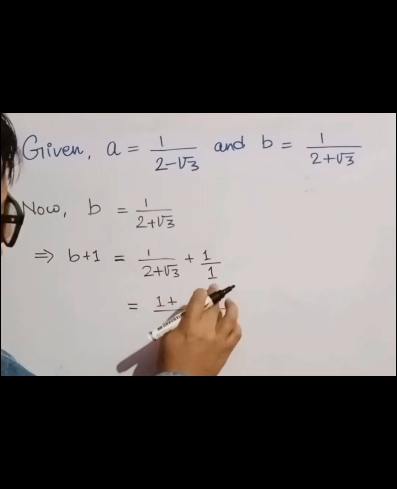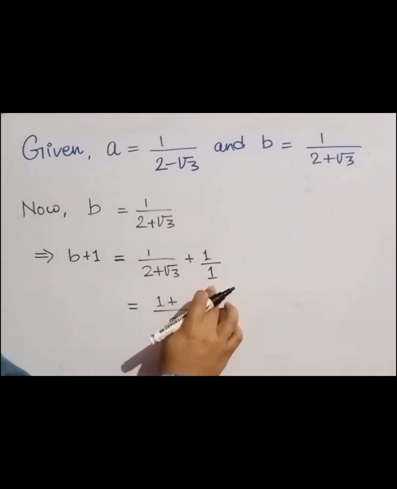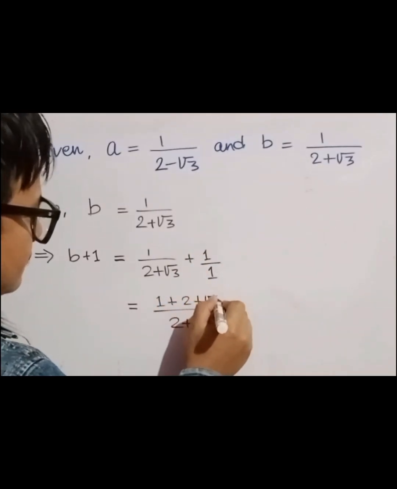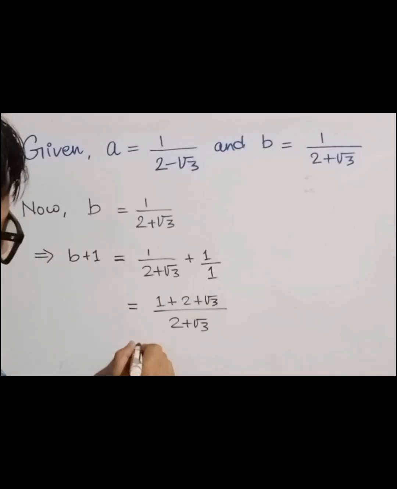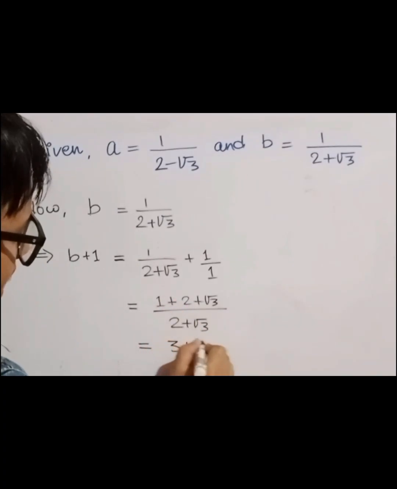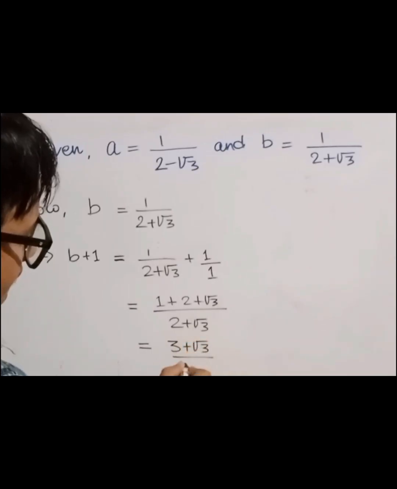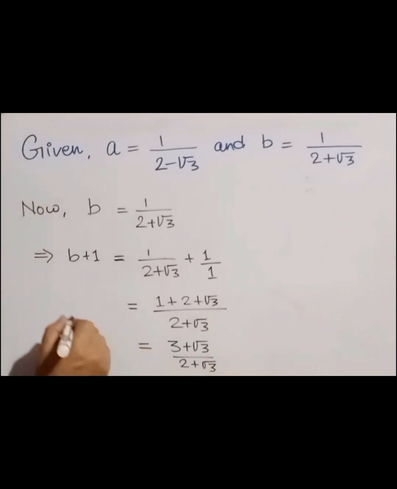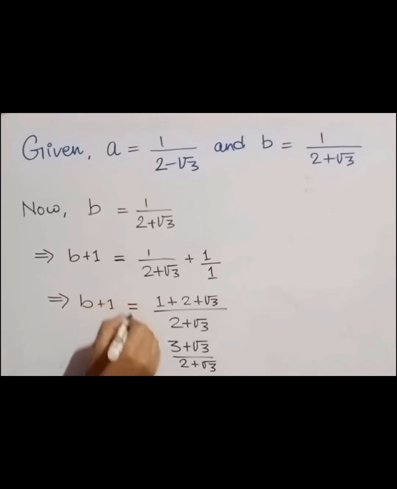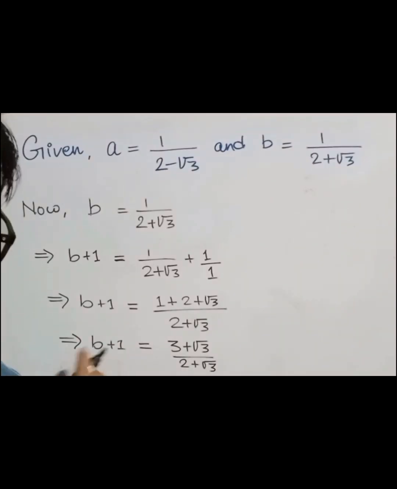Plus when we divide this with 1, the quotient is 2 plus root 3, and 2 plus root 3 into 1 is 2 plus root 3. So in the next line it becomes 2 plus 1 is 3 plus root 3 upon 2 plus root 3. That is the value of b plus 1. So we have got b plus 1 is equal to 3 plus root 3 upon 2 plus root 3.